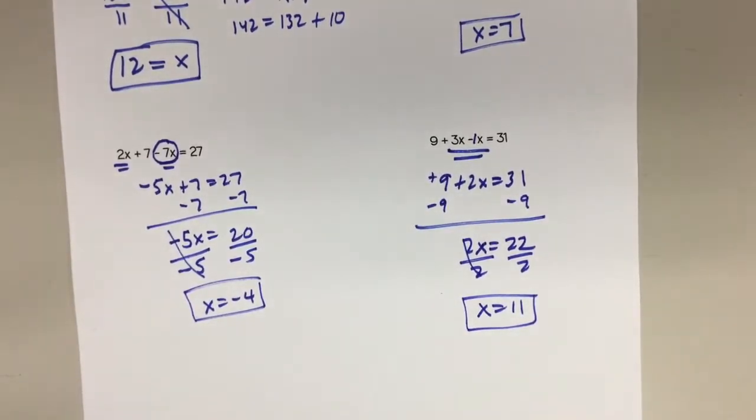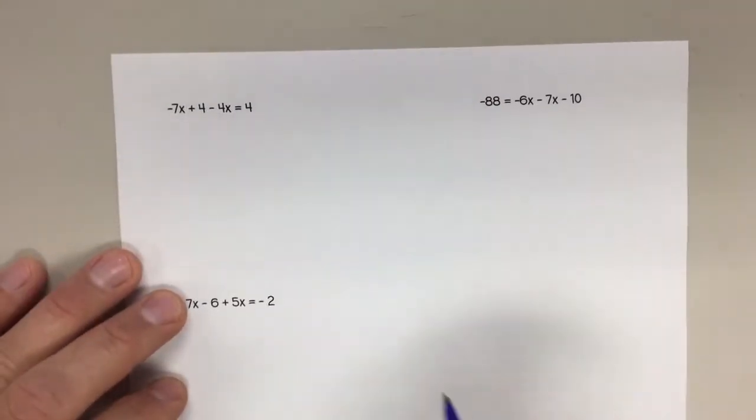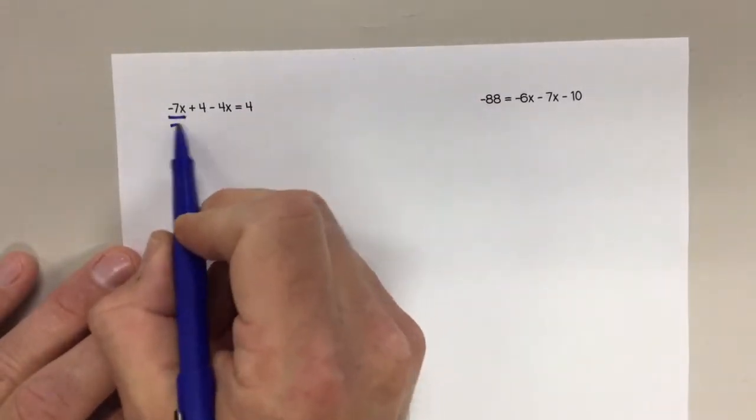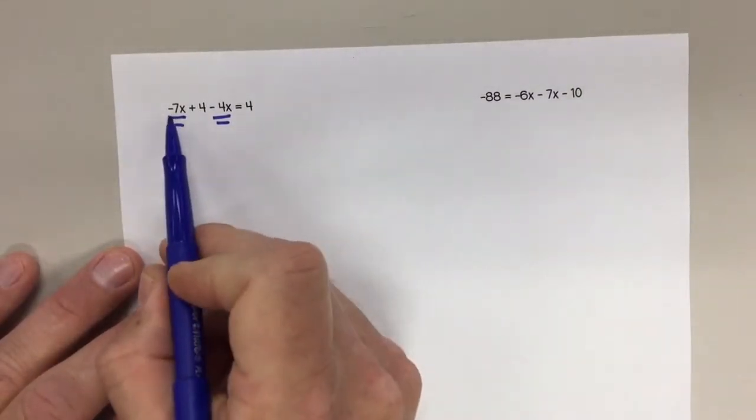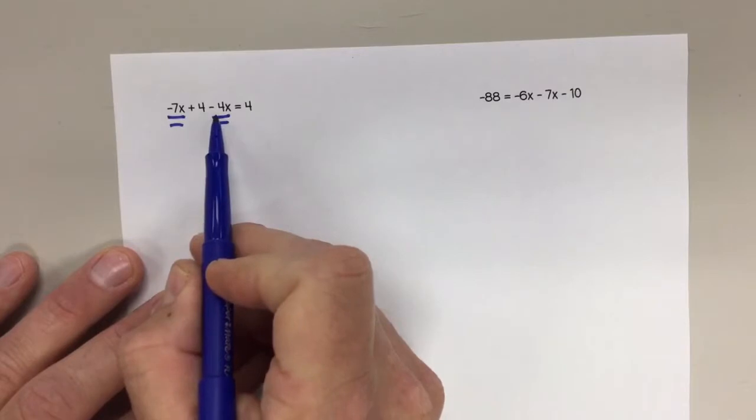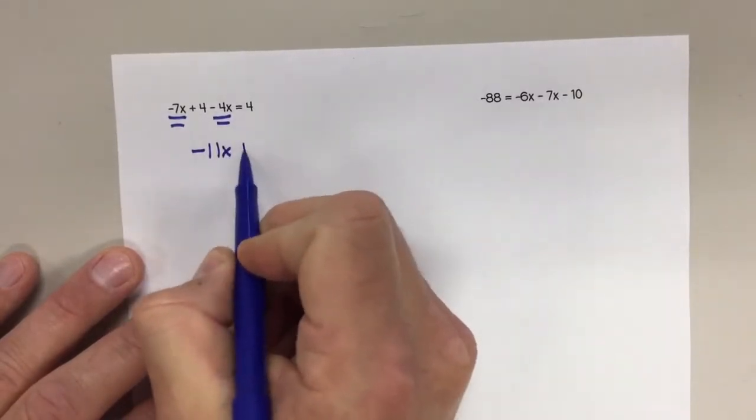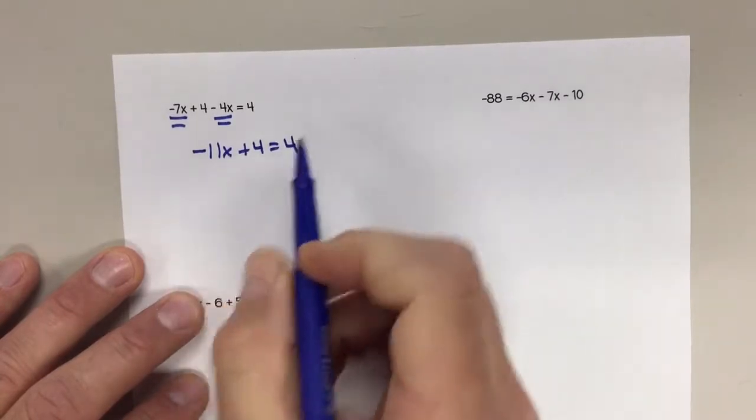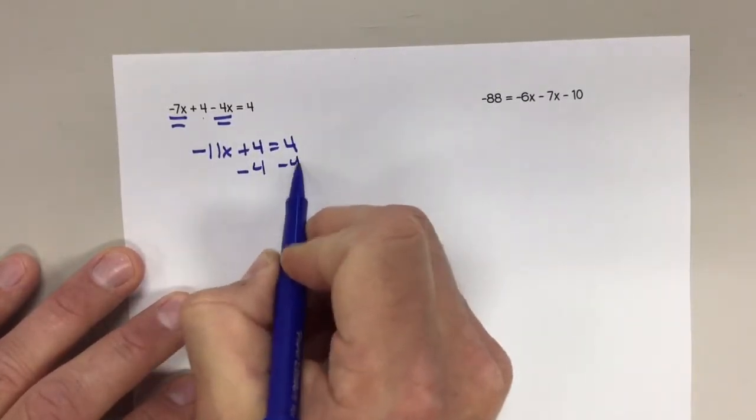So the third step we're adding to these problems is to combine like terms. Then it simply becomes a two-step equation. Again, here the x's are separated. That's okay. I'm going to combine the negative 7x and the negative 4x. Putting those two together, I get negative 11x. And I just write down the other two. Now I'm going to subtract 4 from both sides.